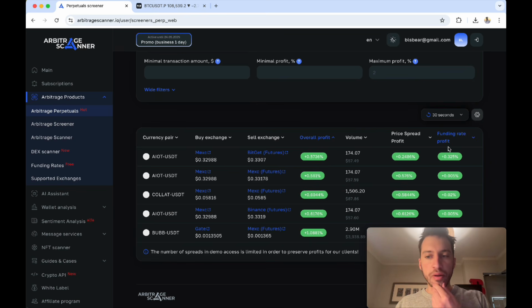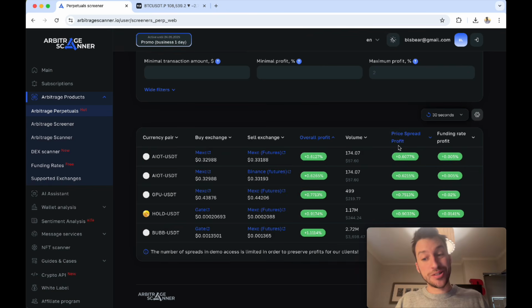So this is the funding rate profit. This is how much money we're going to make just from the funding rate. And then we also get a price spread profit as well. So this is doubly, of course, good. Let's go figure out just how accurate it is.